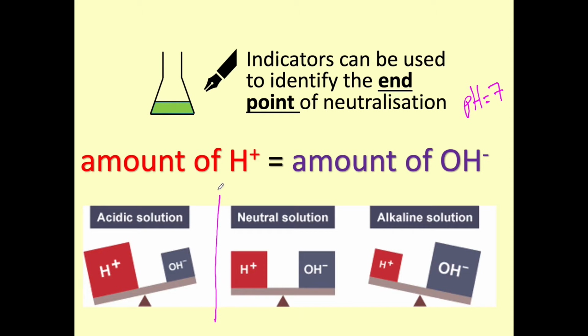So at our neutral solution, so at a pH of 7, that is the point at which our amount of H+ is equivalent to the amount of OH-. So you can see here it's a level balance and therefore equal amounts. Please could you answer the 2 questions about this on your worksheet?